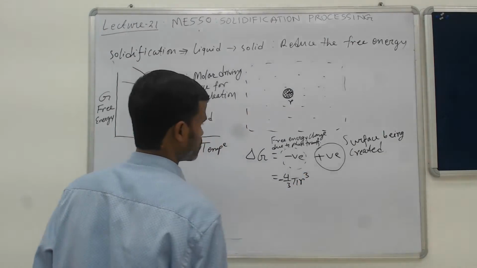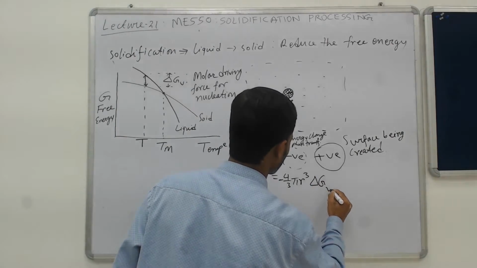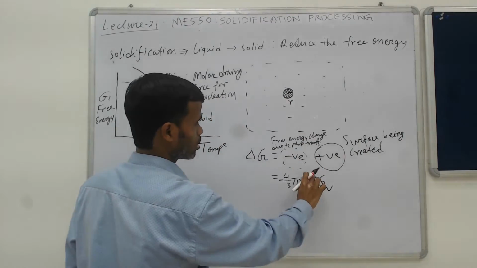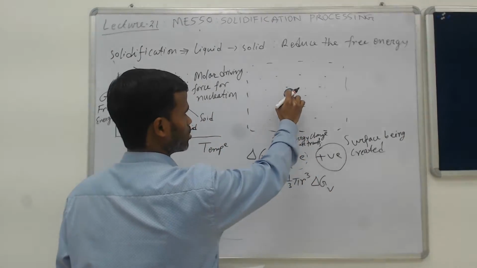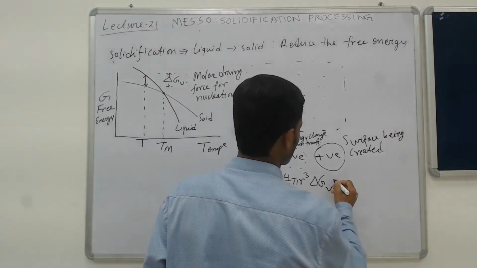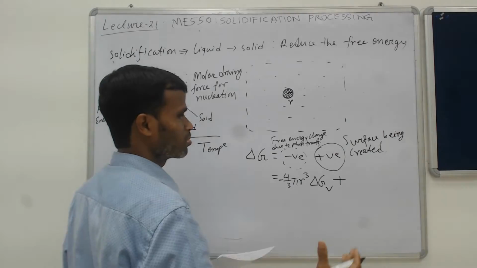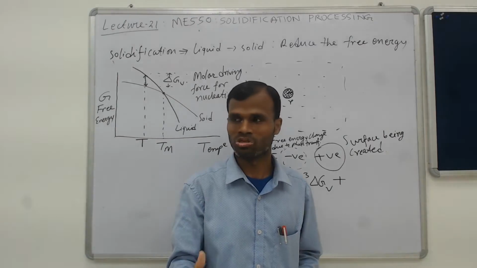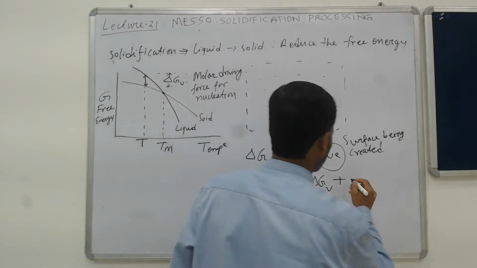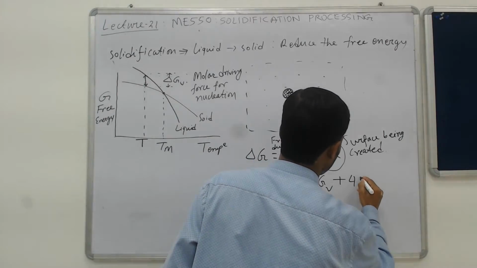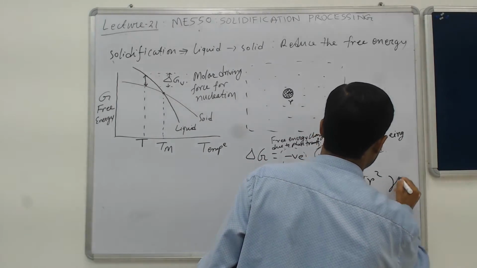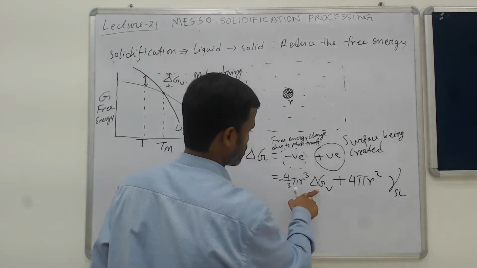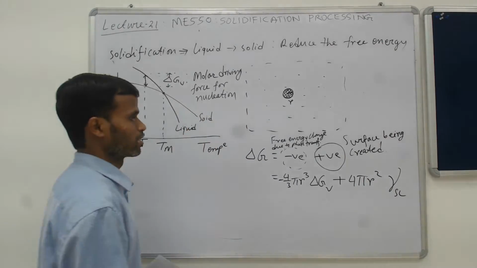So this is a negative term. Then delta G, this is the driving force, because this system wants to reduce this much of free energy by forming the solid. And surface free energy, because it is creating the surface, some amount of positive change in energy will be there because of the formation of the surface. So that we can write, if it is a sphere, 4 pi r square gamma SL. So this is the surface energy per unit area, and this is the free energy per unit volume.